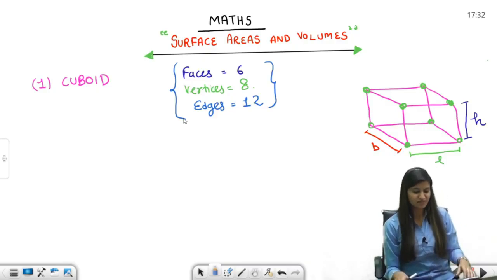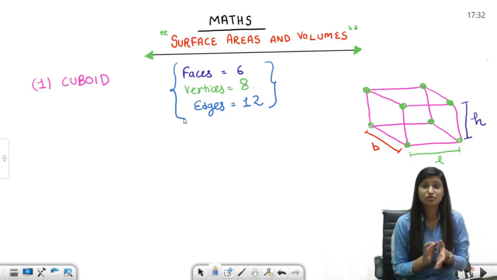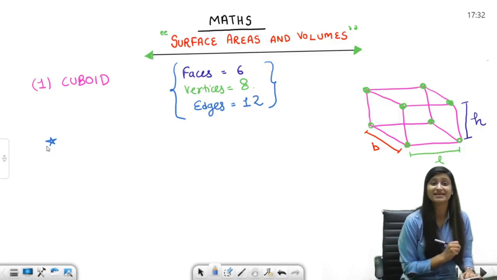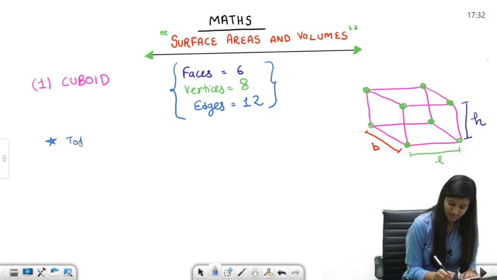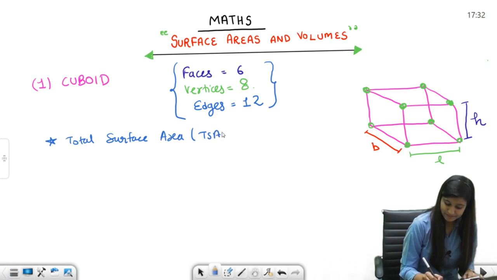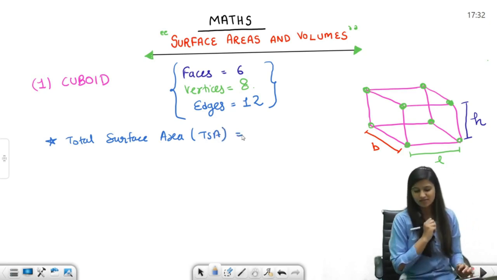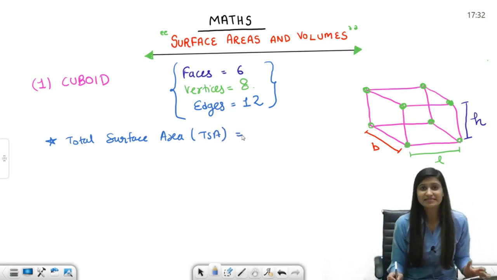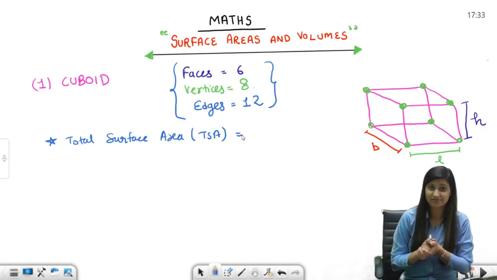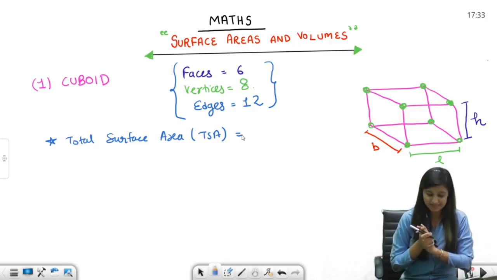Alright. Now we will discuss the total surface area of a cuboid, or you can just simply write TSA. Total surface area we will discuss first. Area, and in short we will write TSA. Alright. Now what does TSA mean? How much area is it occupying, right? It is the area, right?